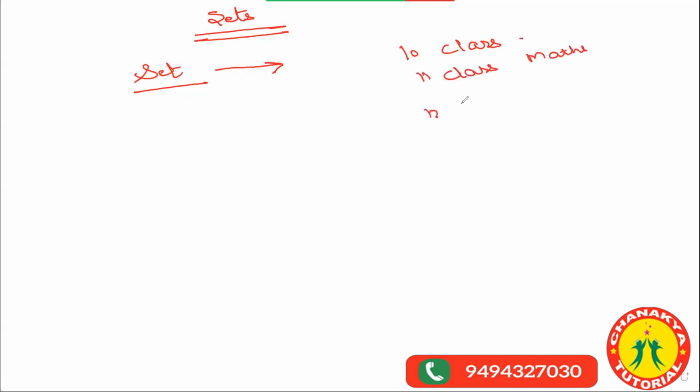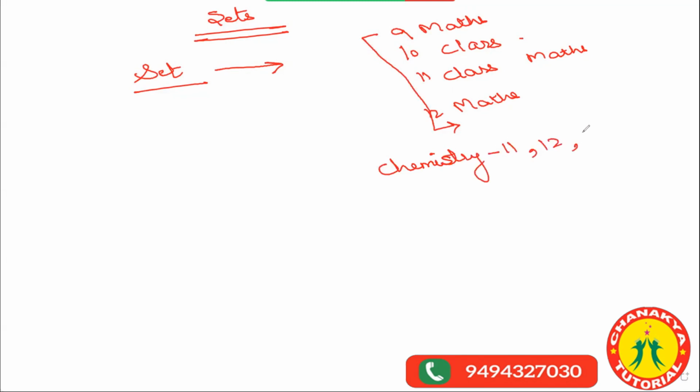12th class maths book, or 9th class maths book. So basically, you have made a set of maths books, right? Or suppose if you have chemistry books, chemistry 11th, then 12th, then first year, second year, and so on. So all chemistry books you have kept in your drawer. So this is the collection, or you can say this is a set.